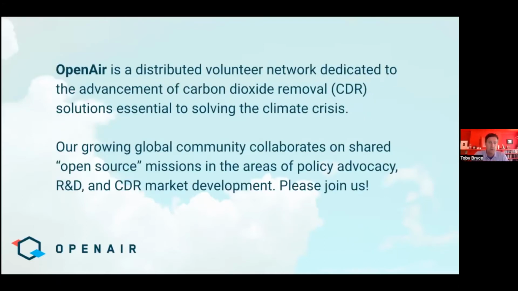Quick background on OpenAir. We're a distributed volunteer network dedicated to the advancement of carbon removal solutions essential to solving the climate crisis. Our growing global community collaborates on shared open source missions in the areas of policy advocacy, research and development, and activist CDR market development.